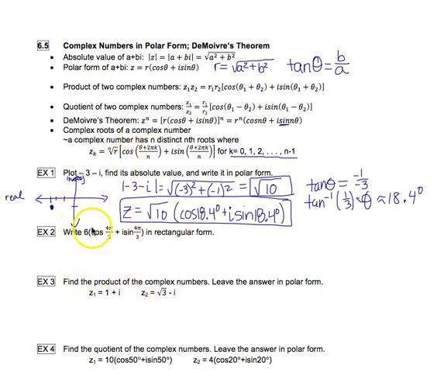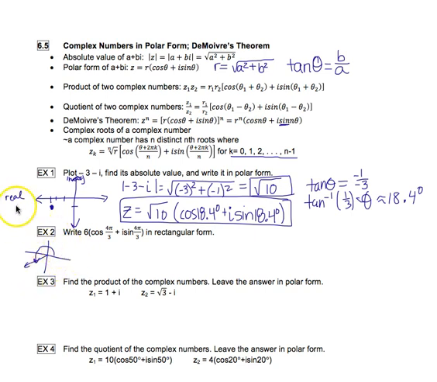Example 2. This one, we want to write in rectangular form. It is a lot easier to go from polar form to rectangular form. We really just need to evaluate. So 4 pi over 3 is a unit circle value. It's right over here in quadrant 3. And in quadrant 3, the reference angle is 60 degrees, or pi over 3.